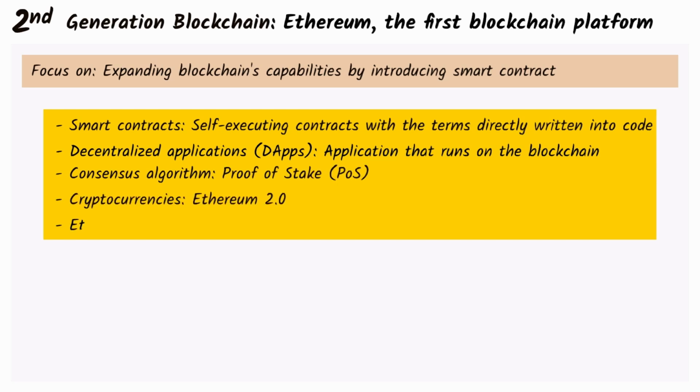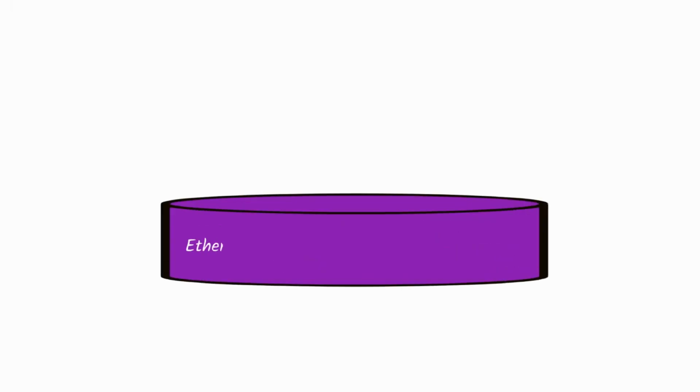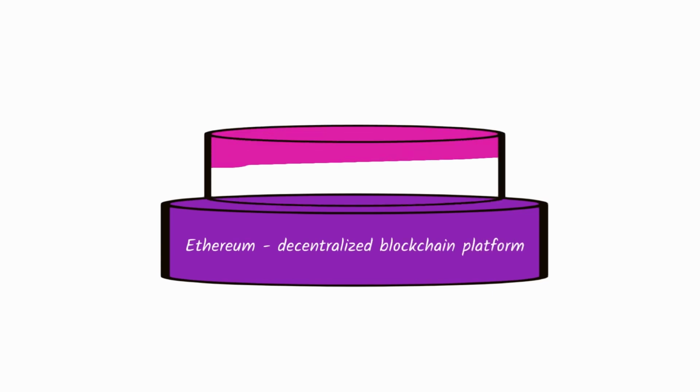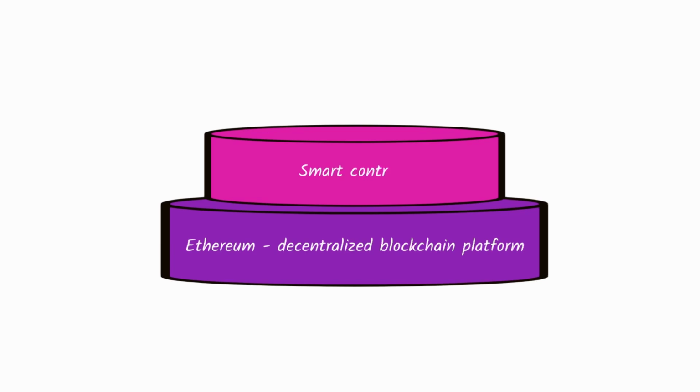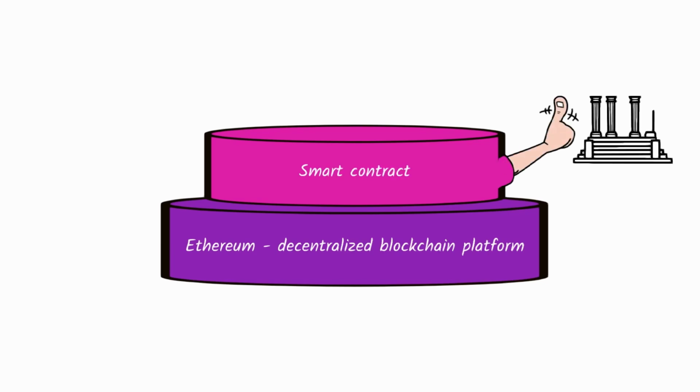Bitcoin primarily created DAO for managing cryptocurrencies, while Ethereum expanded the application of DAO with smart contracts. Ethereum is indeed more than just a cryptocurrency. It is a decentralized blockchain platform that enables the creation, registration, and enforcement of smart contracts without the need for intermediaries such as platform companies or financial institutions.